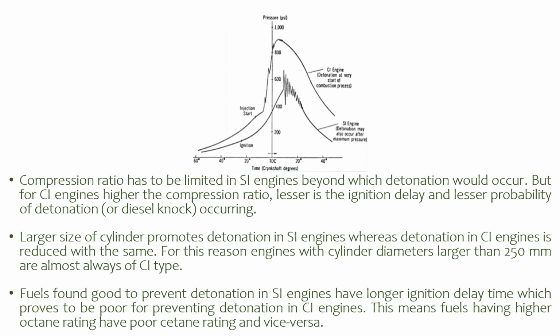Now another difference is larger size of cylinder promotes detonation in SI engines, whereas detonation in CI engines is reduced with the same. For these reasons, engines with a cylinder diameter larger than 250 mm are almost always of compression ignition type. Now the fuels found good to prevent detonation in SI engines have longer ignition delay time, which proves to be poor for preventing detonation in compression ignition engines. This means fuels having a higher octane rating have poor cetane rating and vice versa.